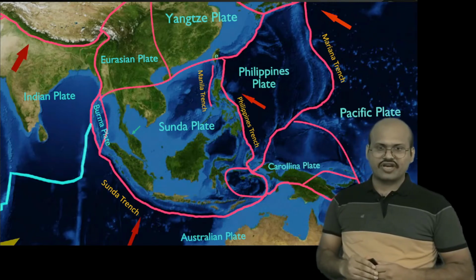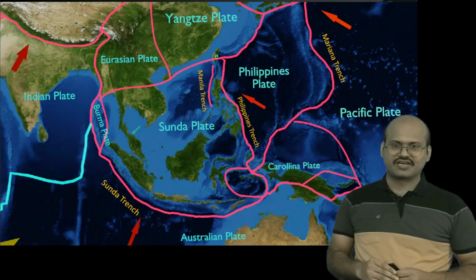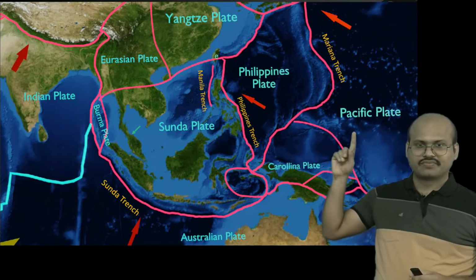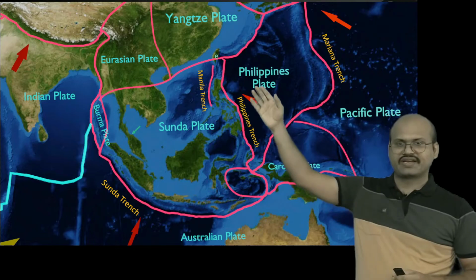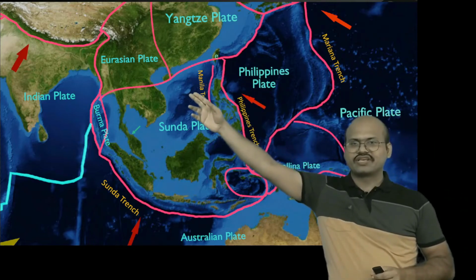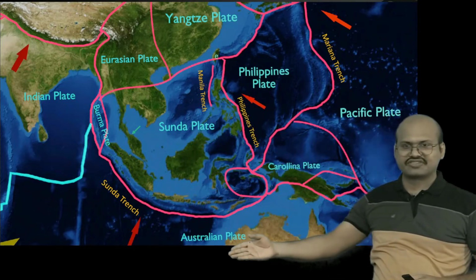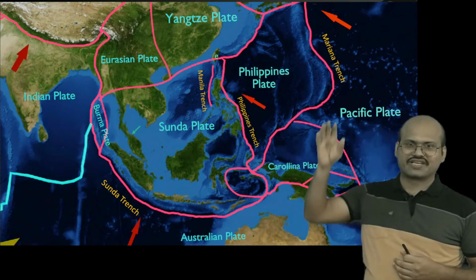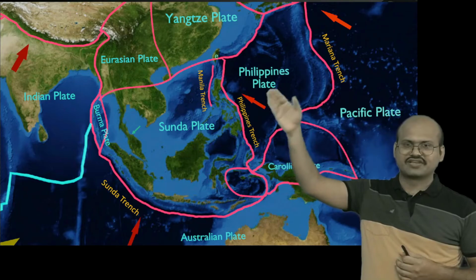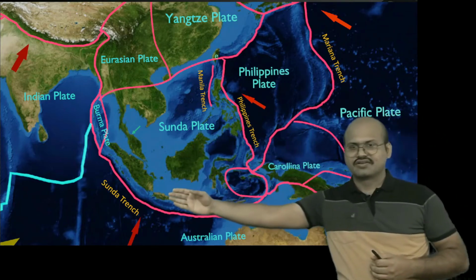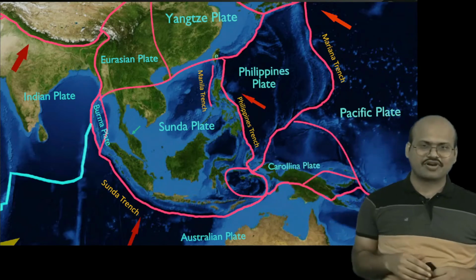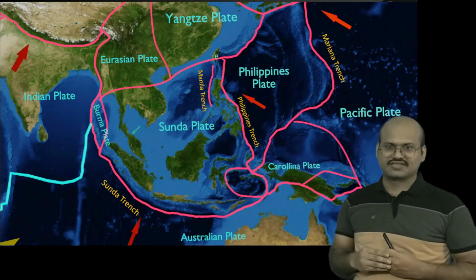This is the tectonic map of Southeast Asia, and here we can see that there are a large number of plates here: Pacific plate, Philippines plate, Yangtze plate, Eurasian plate, Sunda plate, Australian plate, and these plates form a large number of trenches. We can see the major trenches: Mariana Trench, Philippines Trench, Sunda Trench, Manila Trench. So there are a large number of plates and a large number of trenches here.